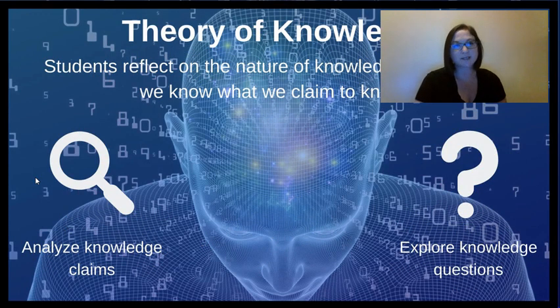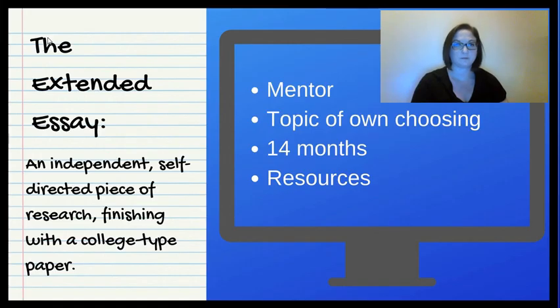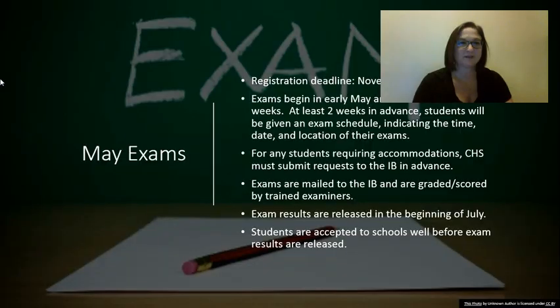Theory of knowledge is a class that students take that really explores how we know what we know. Finally, there's the extended essay, which is an independent, self-directed piece of research, finishing with a college-type paper. Now, students get to choose a teacher mentor with which to work, and they get to choose a topic that they want to find out more about and research. They have about 14 months to complete the paper, and of course, it's a college-type paper, so they'll use resources and cite their sources. The program culminates with May exams.